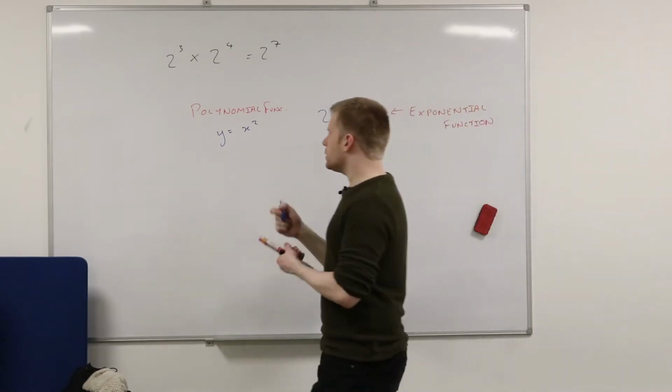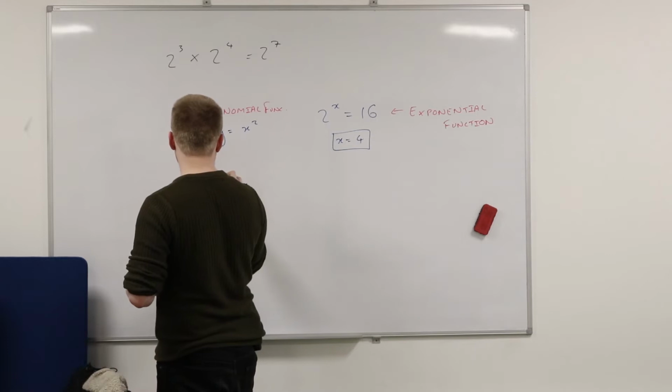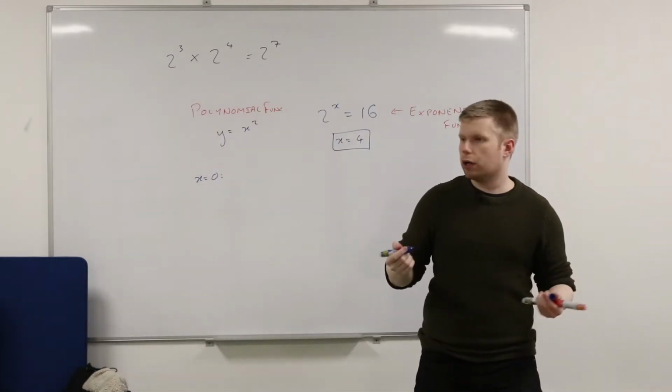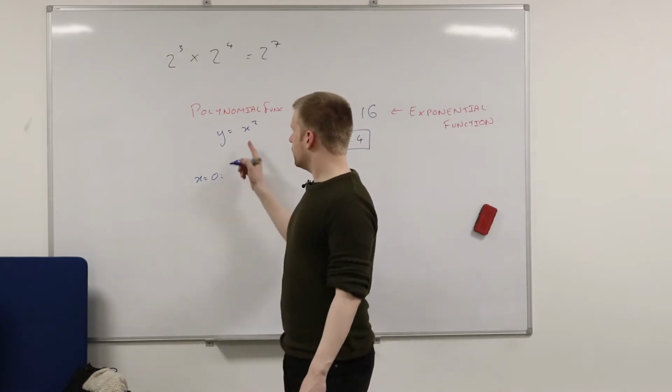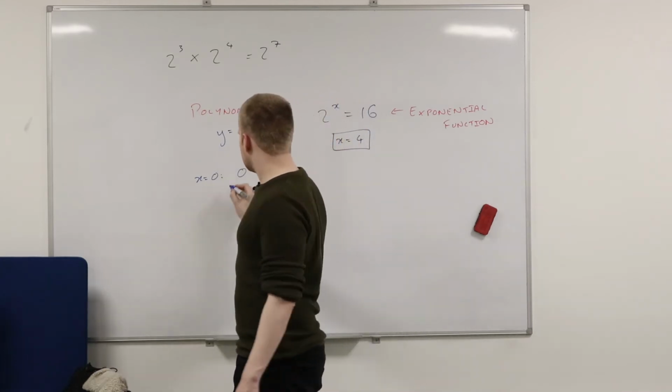So let's think about this. If x equals 0, what would y be equal to, if it's a polynomial function, y equals x squared? 1. Sure about that? 0. It's 0 squared, right? So it's going to be 0. So y is equal to 0.